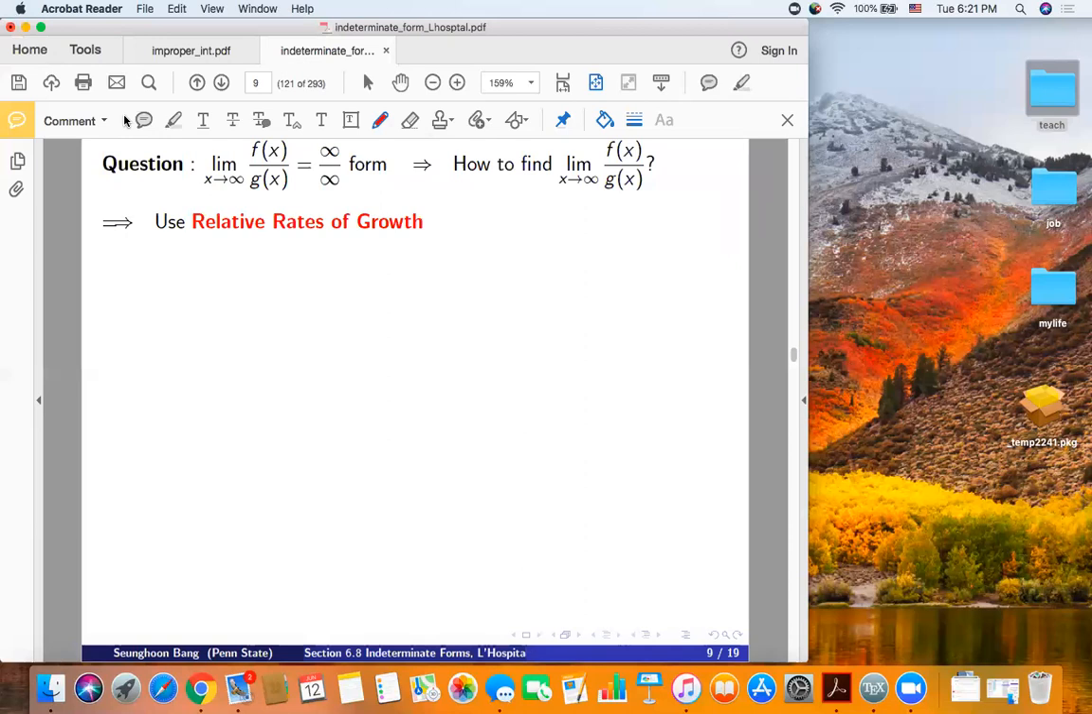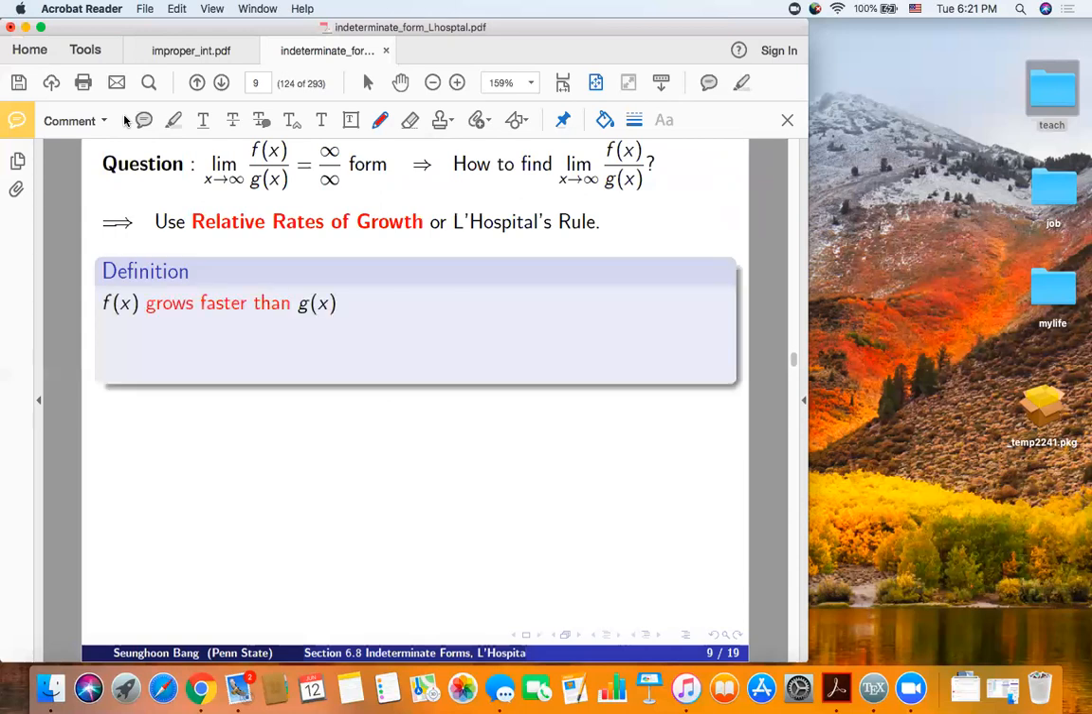We have another method, which is relative rate of growth. What is the relative rate of growth? I'm going to explain it here. The function f of x grows faster than function g of x as the x value approaches positive infinity.